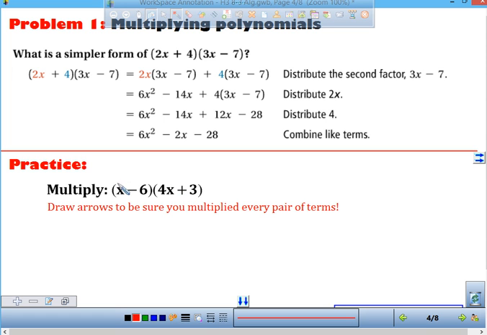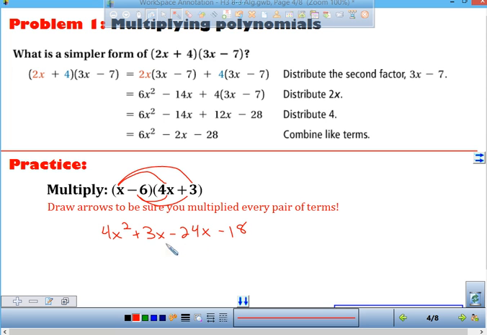Okay, I use what's called double distributive property, so I'm going to distribute the x, and then I'm going to distribute the negative 6 to both terms inside the other quantity. So now I'm going to do x times 4x and get 4x squared. X times 3, that's the second rainbow there, to get 3x. And then I'm going to distribute the negative 6, so negative 6 times 4x is negative 24x. And then negative 6 times 3, negative 18.